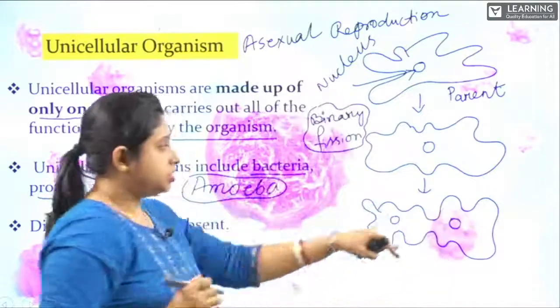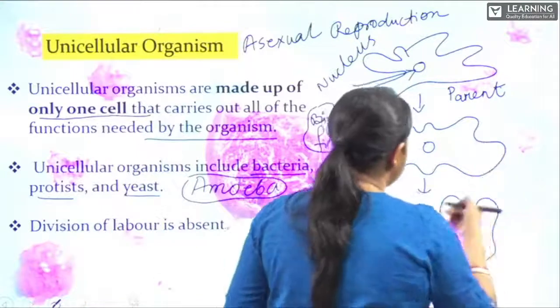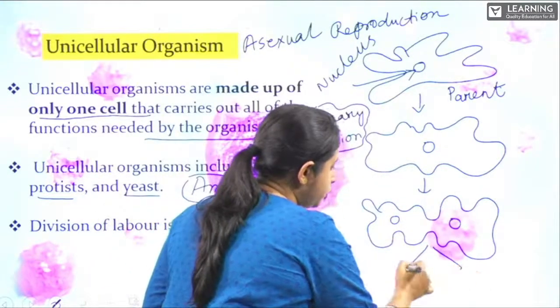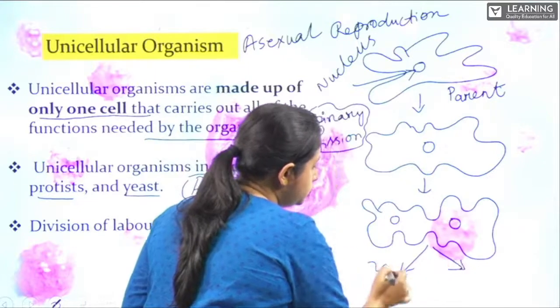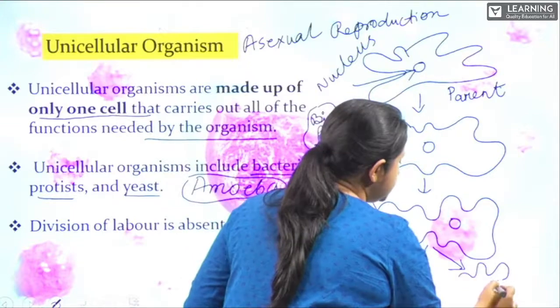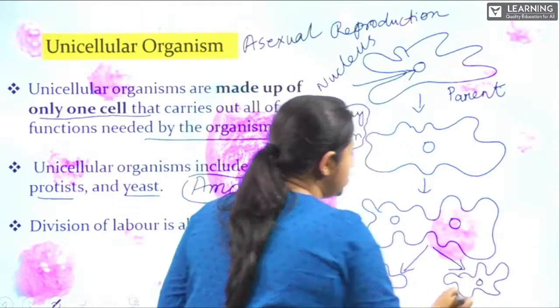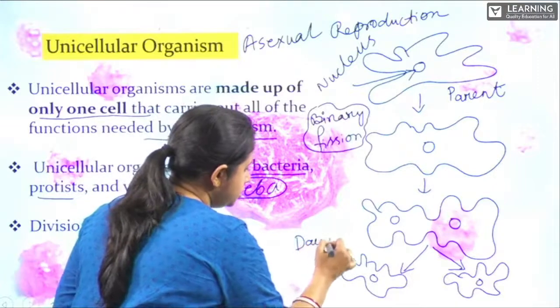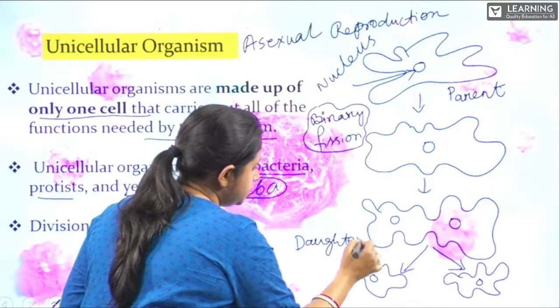Right, so this is the nucleus. Yes, so the nucleus divides and the daughter cells are being formed. So the two daughter cells here, it is formed. As you can see, these cells are known as what? These cells are known as the daughter cells, right? So these are the daughter cell.